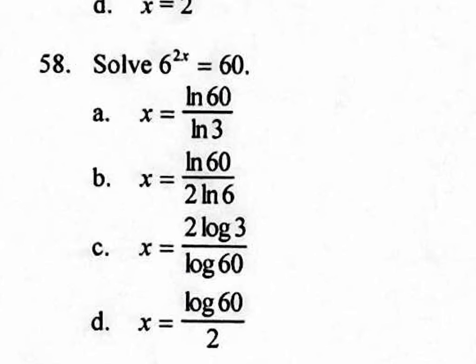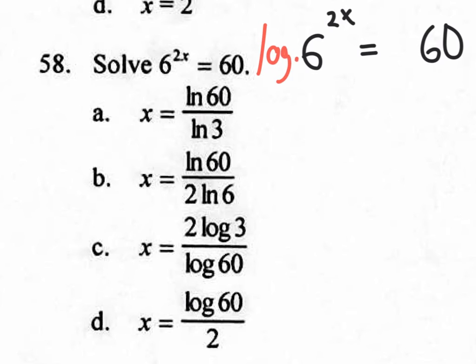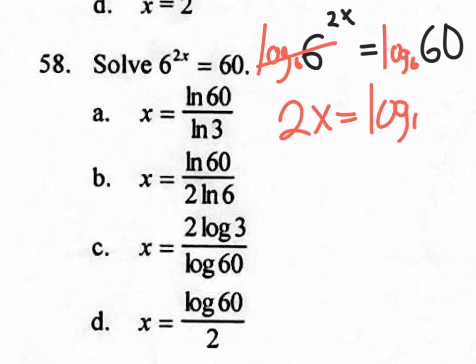A logarithm situation, right? So what I'm going to do is I'm going to apply a log base 6 to both sides. Let me first rewrite it. There it is, 6 to the 2x equals 60. And like I said, I'm going to apply a log base 6 right there and a log base 6 over here. So that cancels out, and I end up with my new left side of the equation that says 2x equals log base 6 of 60.